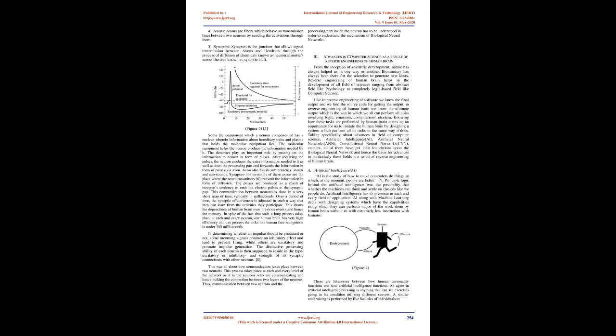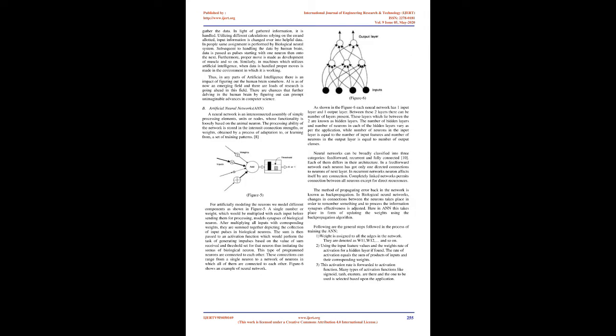In spite of the fact that such a long process takes place at each and every neuron, our human brain has very high efficiency and can process tasks like human face recognition in under 100 milliseconds. In determining whether an impulse should be produced or not, some incoming signals produce an inhibitory effect and tend to prevent firing, while others are excitatory and promote impulse generation. The distinctive processing ability of each neuron is then supposed to reside in the type, excitatory or inhibitory, and strength of its synaptic connections with other neurons.